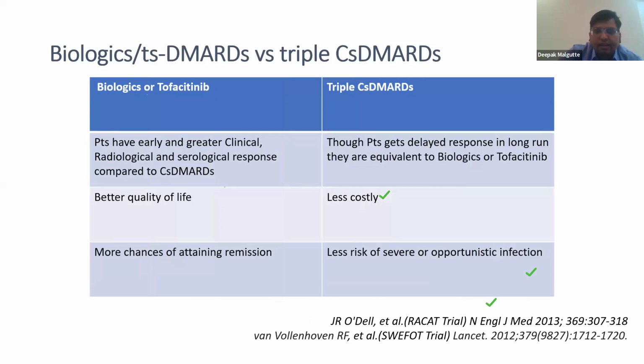And there is a huge debate whether we should proceed with a biological or tofacitinib or triple conventional DMARDs, where cost is the issue for some of our Indian patients. Various trials like the RACAT trial and SWIFT trial have shown that triple conventional DMARDs are slower to act, but on a long-term basis, they are almost equivalent to biologicals or tofacitinib. So whenever cost is a concern or infection risk is a concern, we can consider triple conventional DMARD therapy in these patients.